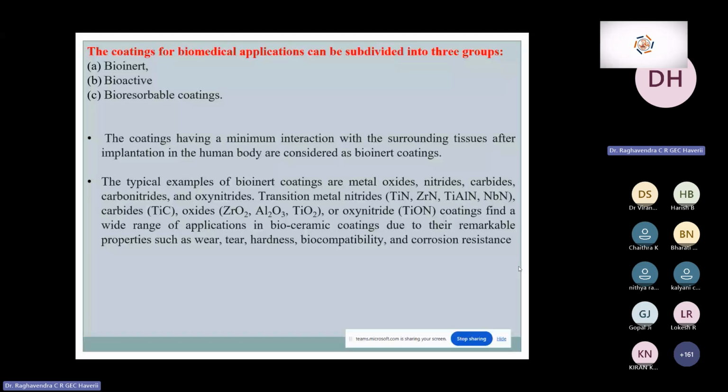The transition metal nitrides like titanium nitride, zirconium nitride, titanium aluminum nitride, niobium nitride, carbides like titanium carbide, oxides like zirconium oxide, aluminum oxide, and titanium oxide, or oxynitrides like titanium oxynitride, find a wide range of applications in bioceramic coatings due to their remarkable properties such as wear resistance, hardness, biocompatibility and corrosion resistance.